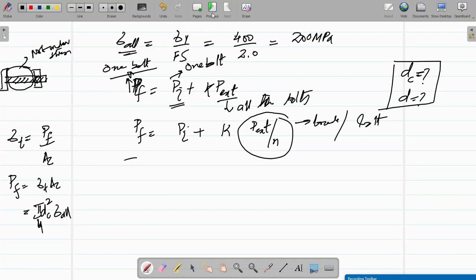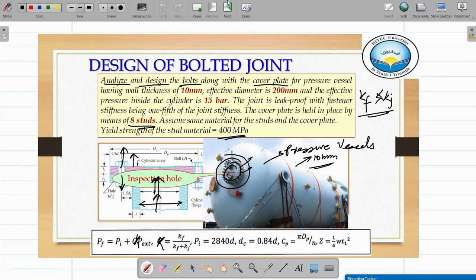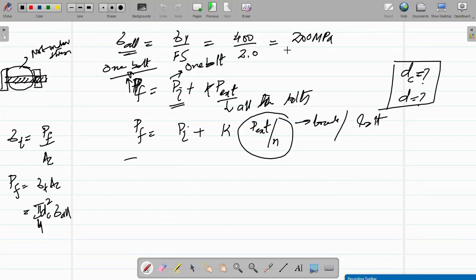Because this is the allowable stress they have to use. And I've told you in the design of keys that whenever you are designing any machine element, you have to replace stresses by the allowable stresses.